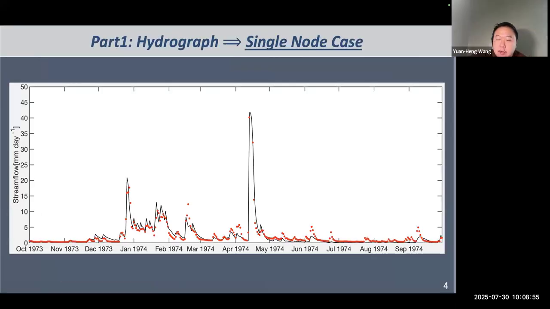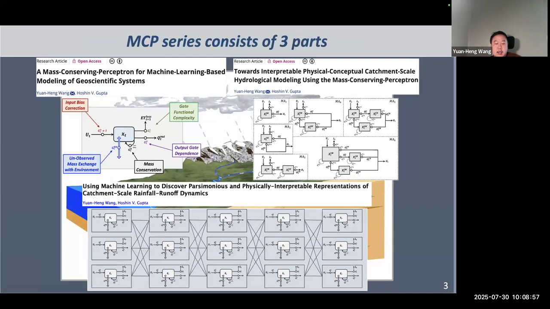And sorry, the third part is my main focus today. We basically use the MCP to form a neural network architecture. Originally, we only included results for the Leaf River, but today I will show some of the results at CAMELS US catchments.